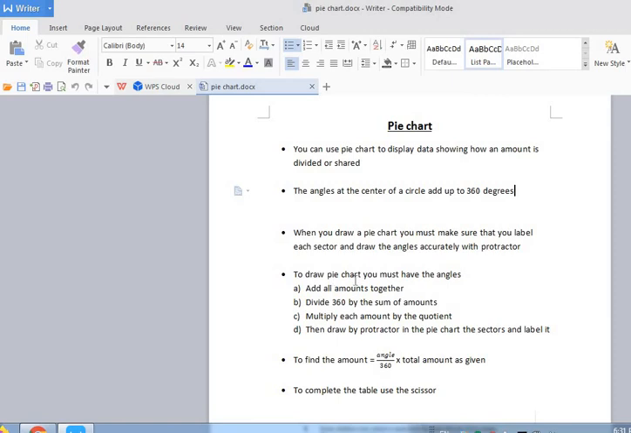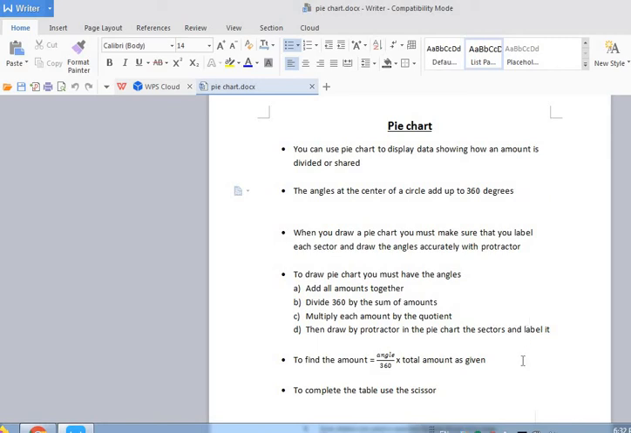To draw a pie chart, you must have the angles. To draw this pie chart in the shape of a circle, you must have angles. Add all amounts together, divide 360 by the sum of the amounts, multiply each amount by the quotient. These are the steps. Then draw with the protractor in the pie chart the sectors and label them.